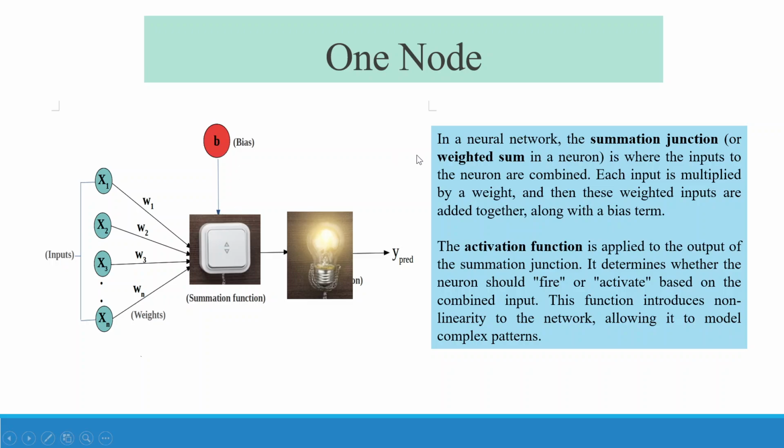So in a neural network, the summation junction or a weighted sum in a neuron is where the inputs to a neuron are combined. All these values are combined. Each input is multiplied by a weight and these weighted inputs are added together along with the bias term, the intercept. The activation function is applied to the output of the summation junction. Here, there will be one activation function which we'll see in the next slide. It determines whether the neurons should be fired or activated based on the combined input. This function introduces non-linearity to the network, allowing it to model complex patterns.